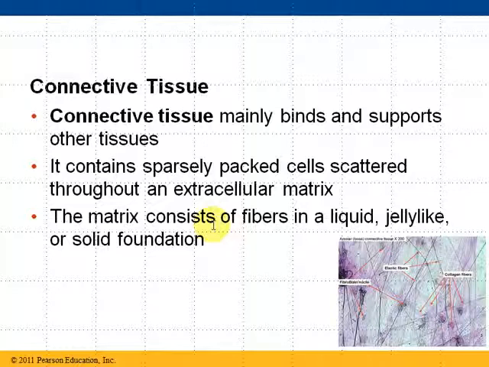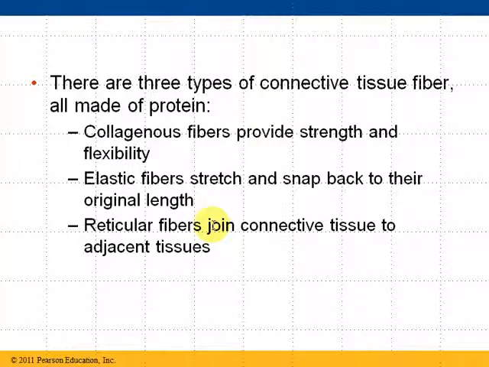The matrix consists of fibers and kind of a liquid jelly-like material, or it can be more solid depending on what body part or body system that you're talking about. So there's three types of connective tissue fibers, and actually you've heard of most of these before.